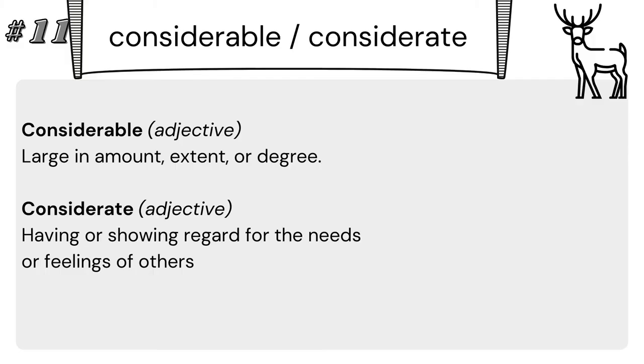Number 11, considerable, considerate. That's tricky because these words look similar. They're both adjectives, but they have different meanings. Considerable, large in amount, extent, or degree. A large amount of something. I have a considerable amount of homework. Considerate, having or showing regard for the needs or feelings of others. I care about other people. I am a considerate person.